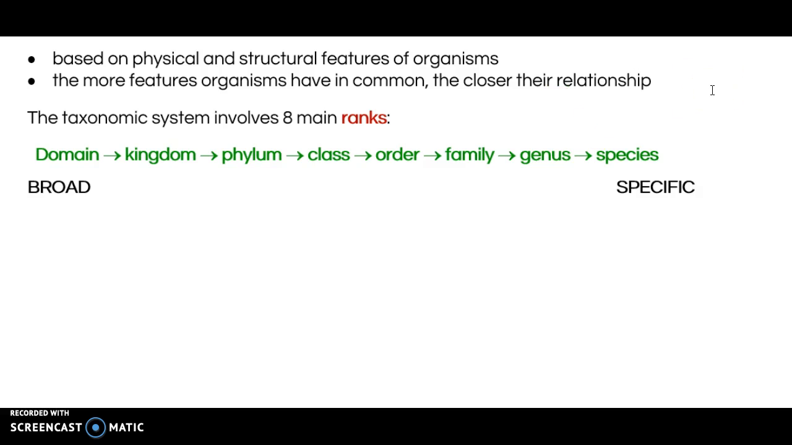And the taxonomic system, and this is going to be important for you to know, so I want you to make some cue cards and learn these, is that he decided there would be 8 main ranks, going from very broad categories to very specific. He called those the domains, and then kingdoms, phylums, class, order, family, genus, and then species, of course, species being the most specific.